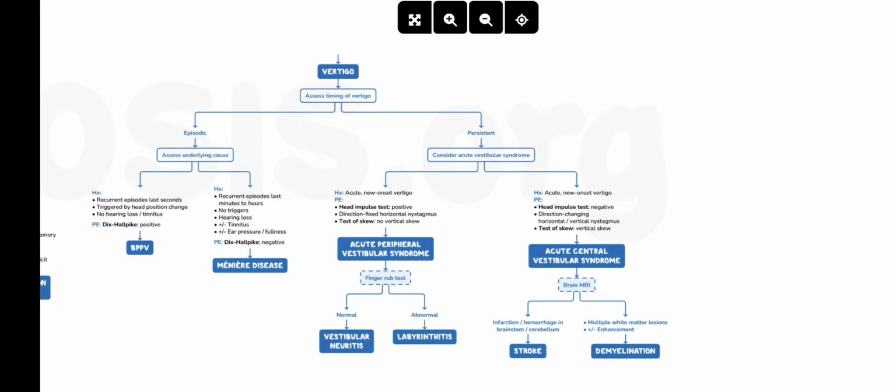If head impulse is positive, test of skew is negative, and direction-fixed horizontal nystagmus, it's acute peripheral vestibular syndrome. Rub the finger: if the patient is hearing, vestibular neuritis; if the patient is not hearing at all, labyrinthitis. And if the HINTS test comes out otherwise, head impulse negative, direction-changing horizontal or vertical nystagmus, vertical skew, then it's acute central vestibular syndrome. Perform an MRI to see whether it is stroke or demyelination.